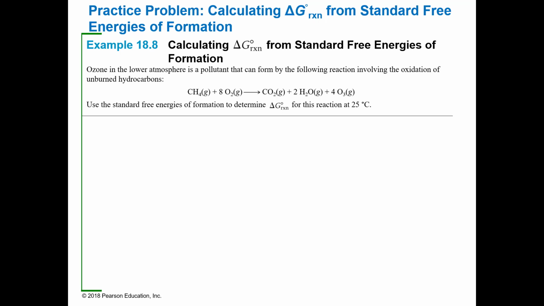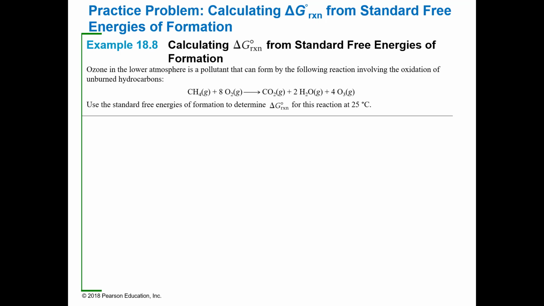All right, so ozone in the lower atmosphere is a pollutant that can be formed by the following reaction involving the oxidation of unburned hydrocarbons. Use the standard free energies of formation. So what I want you to get out of this problem is they don't talk about delta H. They don't talk about delta S. They want you to calculate this using the standard free energies of formation. So that means table. That means you have to look in the table to solve for this.